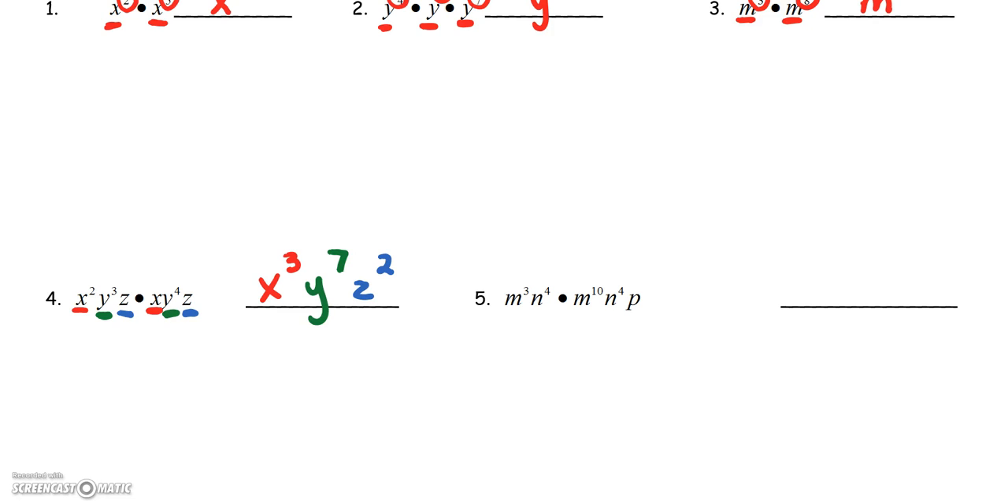And finally, number 5 will do the same thing. Anything that has the same base, we're okay to multiply together. So m to the 3rd times m to the 10th, we'll add the exponents according to our rule and get m to the 13th. N to the 4th and n to the 4th have the same base, the base being n. So we'll add the exponents. 4 plus 4 gives us n to the 8th. And finally we have p to the 1st. No similar base, so it just stays p to the 1st.